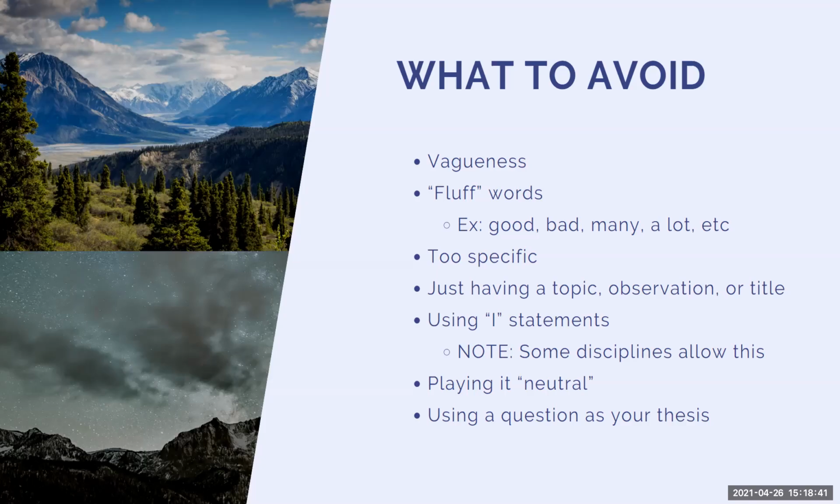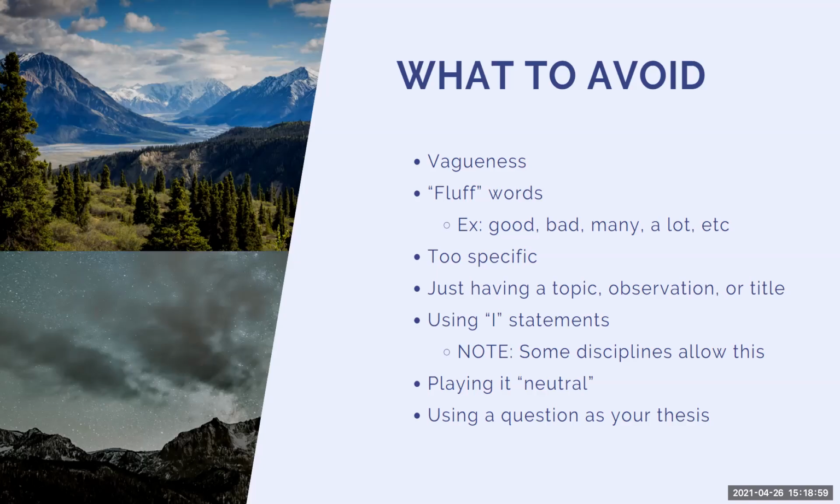You want to make sure that you're somewhere right in the middle, where you're general enough to be able to talk about multiple items, but also specific enough that your reader doesn't feel like there's just too much that you're trying to cover in a short amount of space.